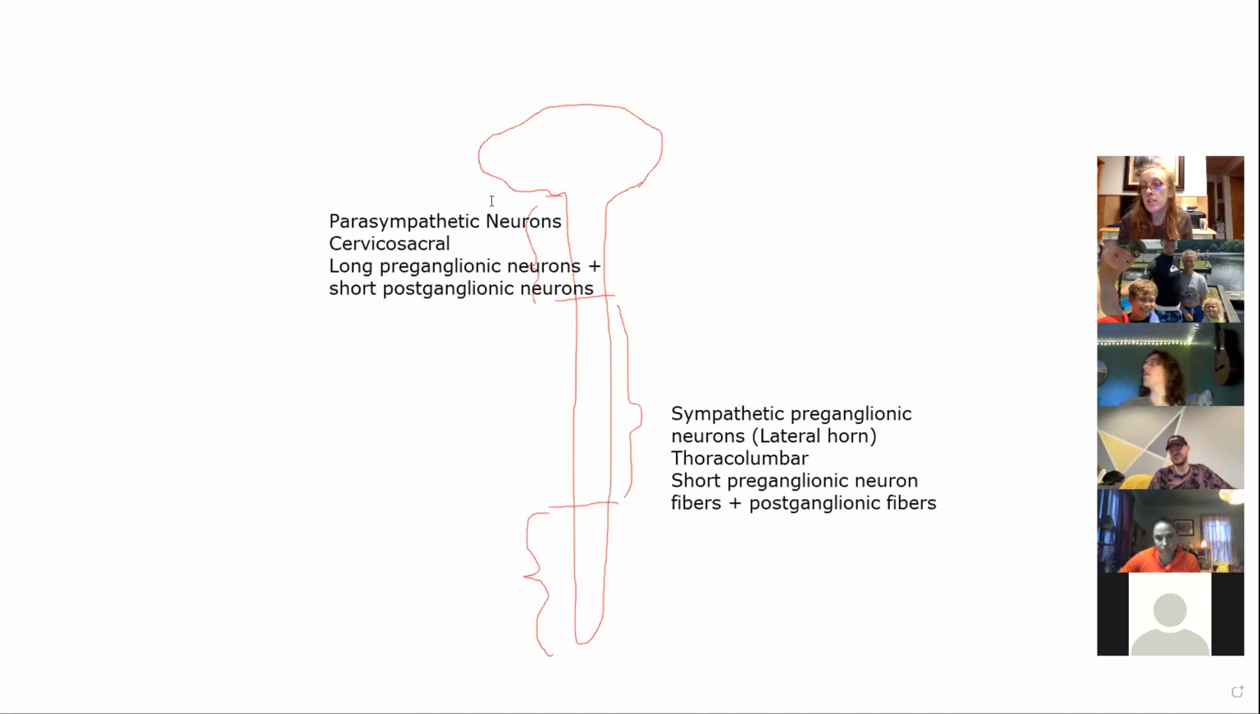And the cell bodies for the sympathetic nervous system preganglionic neurons are found in the lateral horn. Somewhere along the line, I developed that pattern in my head, and it made it easier for me to remember some of this.